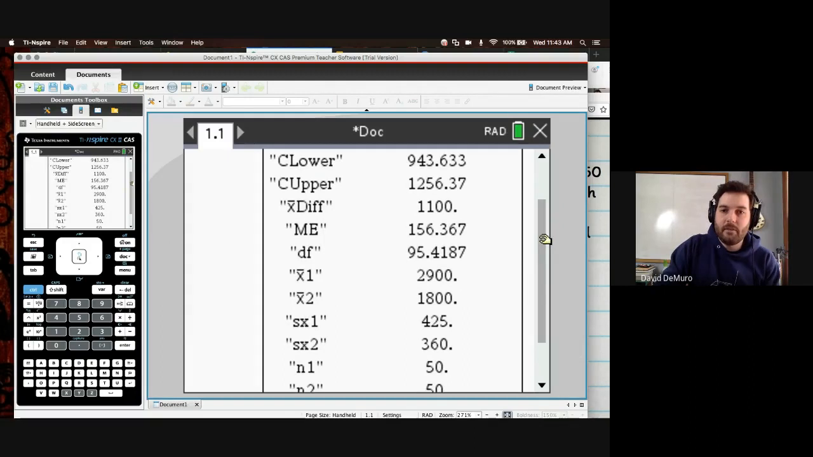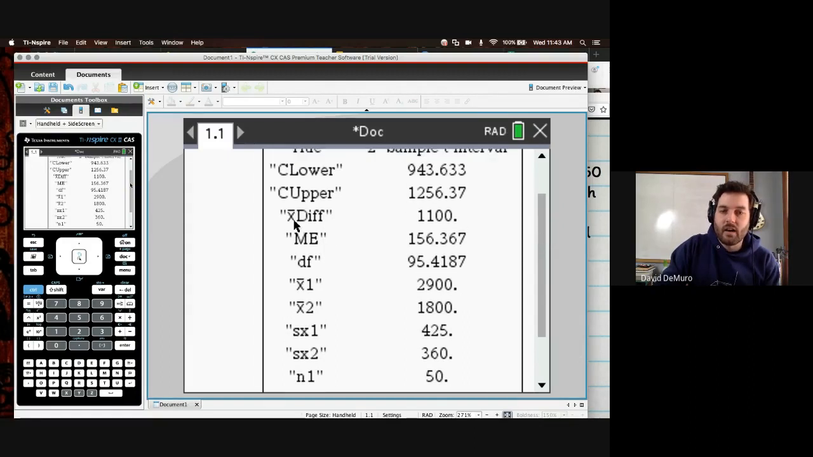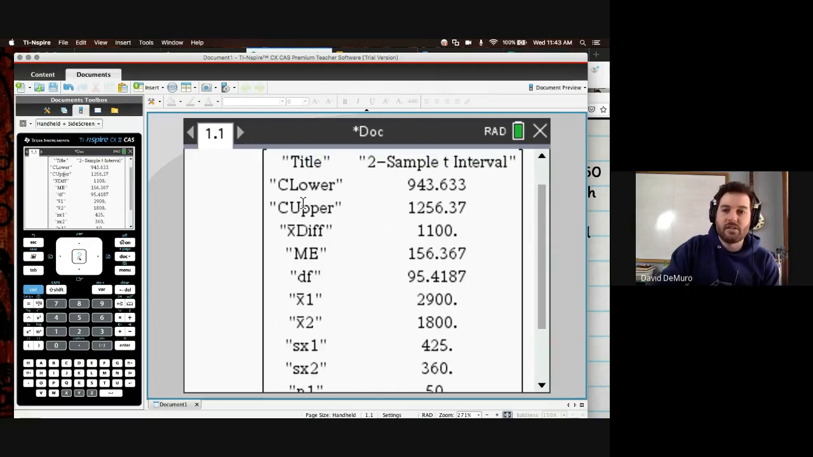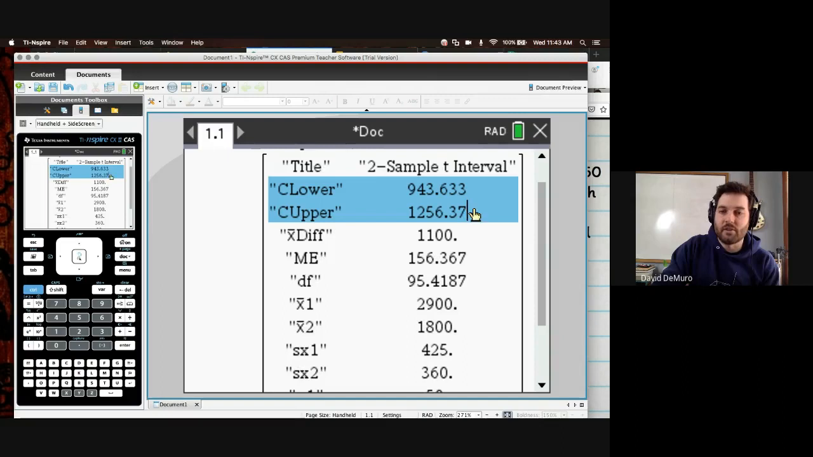X bar diff is our estimated difference. There's a margin of error. Go up a little bit. There's our C lower and C upper. So there are the boundaries of your confidence interval. So make sure you list those out.